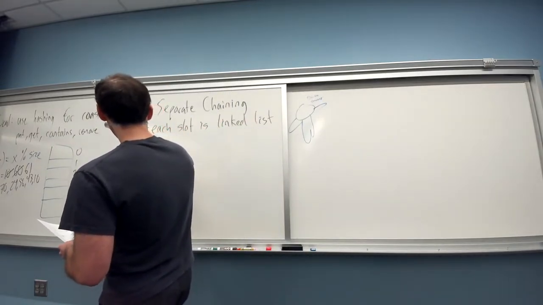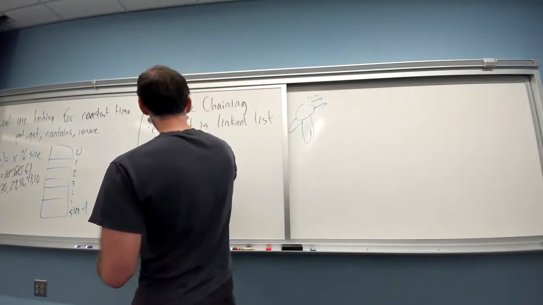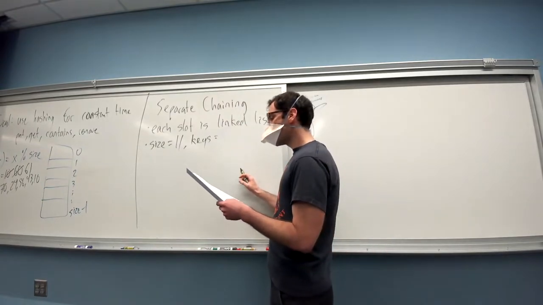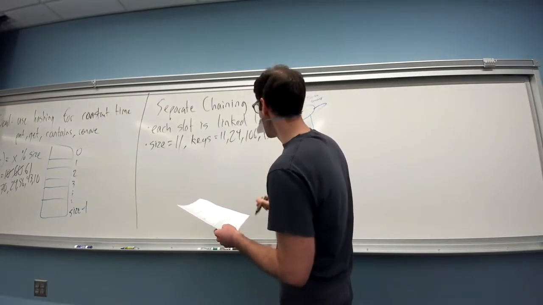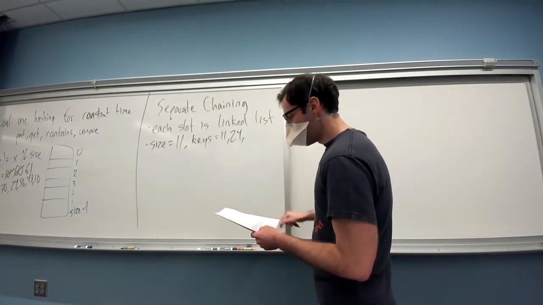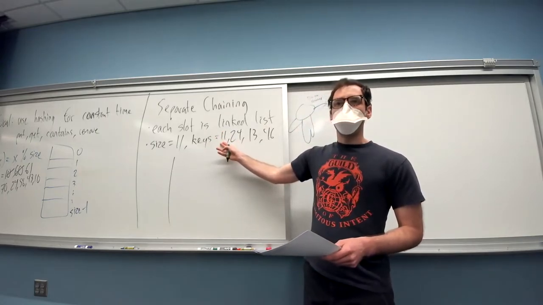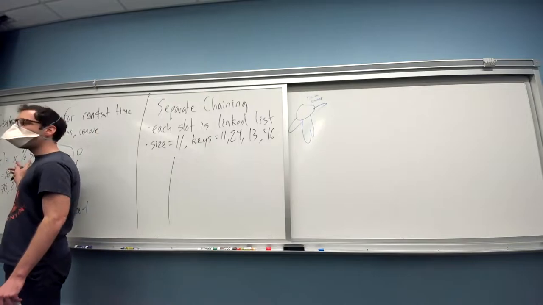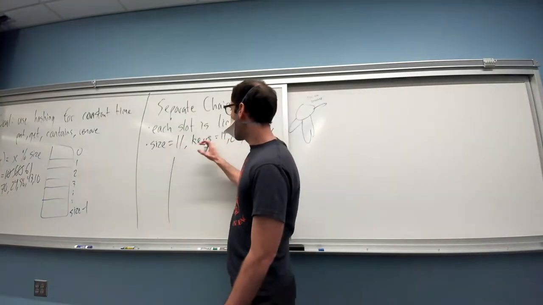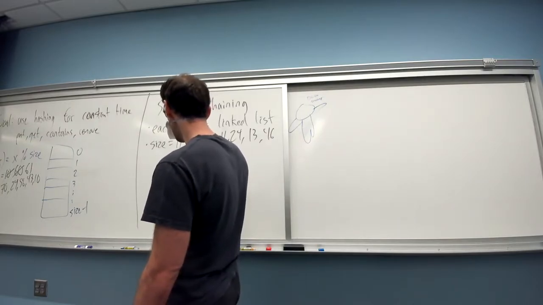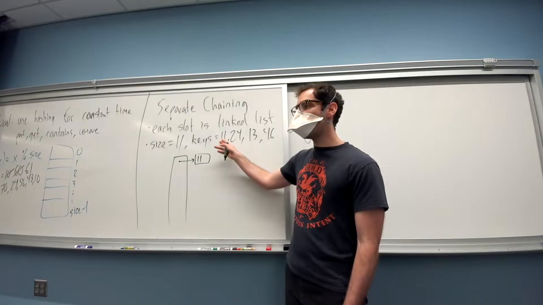As an example, I'll choose a nice prime table size of 11 and say the keys that I'm going to insert will be 11, 24, 13, and 46. I'll just use the simple integer mod table size to decide what index I'm going to put the key. So I do 11 mod 11. That goes at index 0. So then I have a linked list with one node in it at that index that has the key 11.